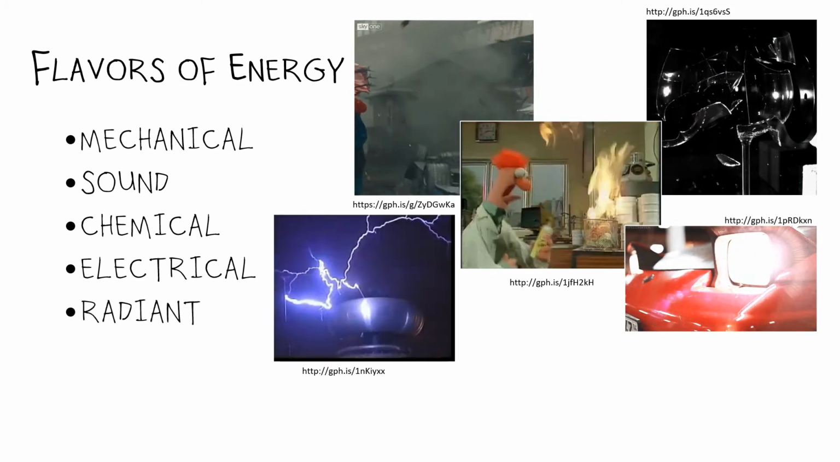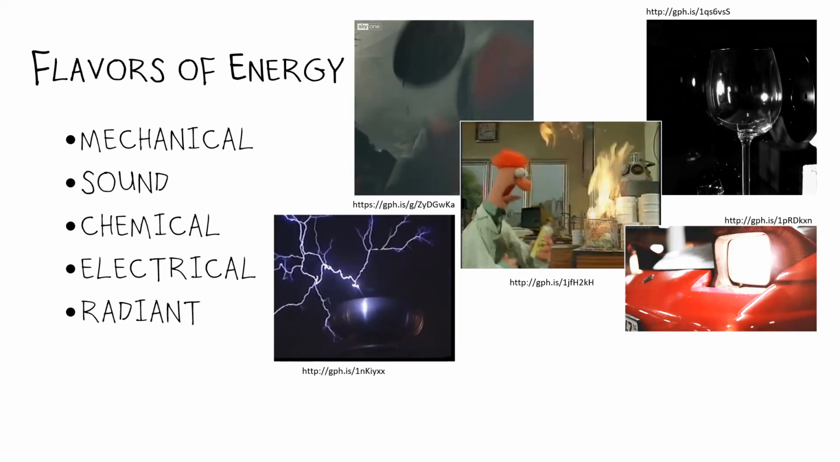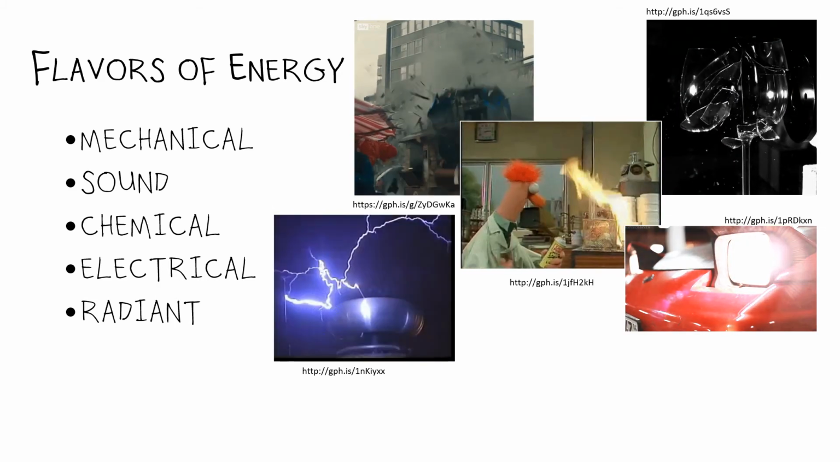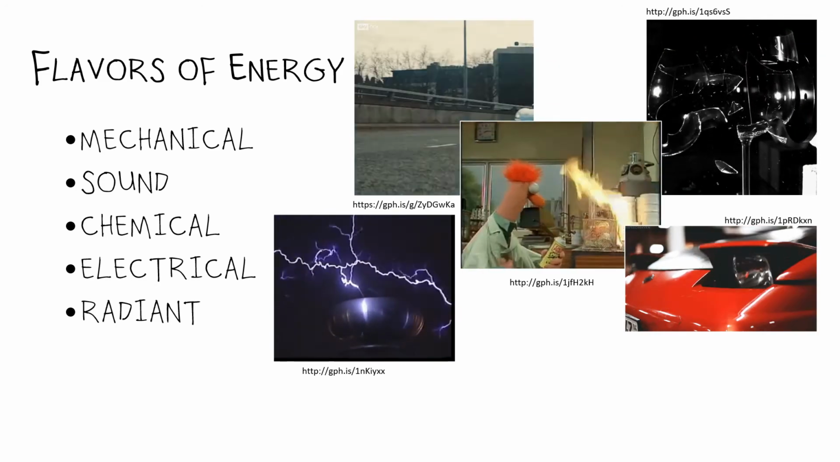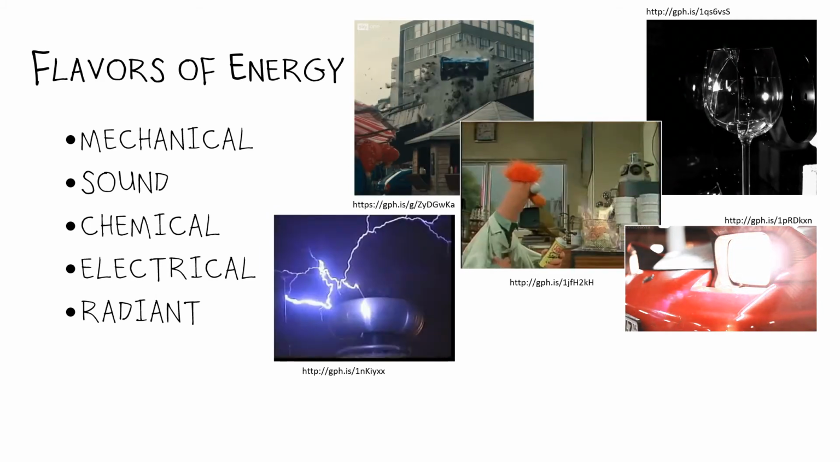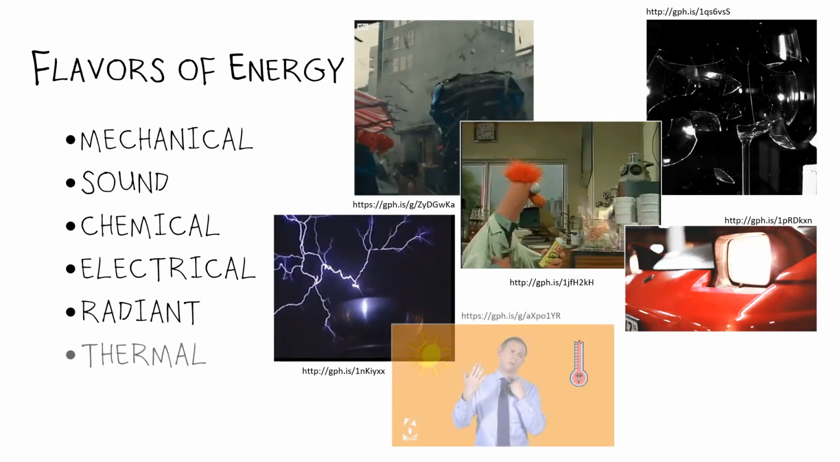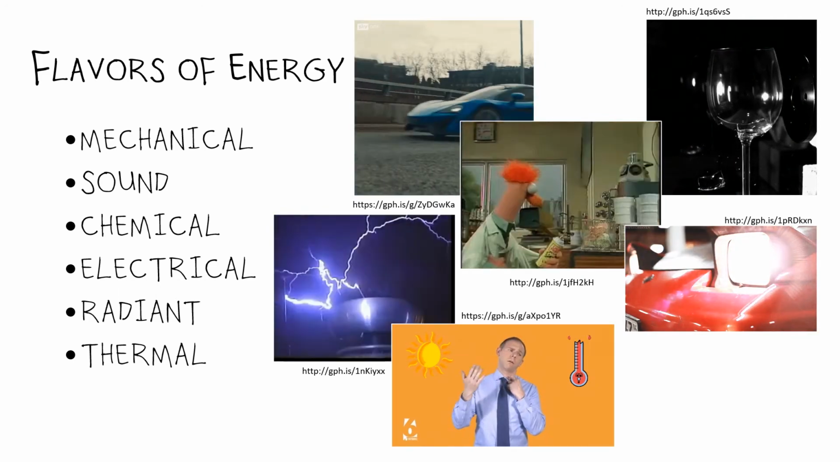Radiant energy is the transfer of energy via radiation. The most stereotypical version of that, we would imagine, is light. But there's a lot of other ways that we can transfer energy using electromagnetic radiation. Next up is thermal energy.